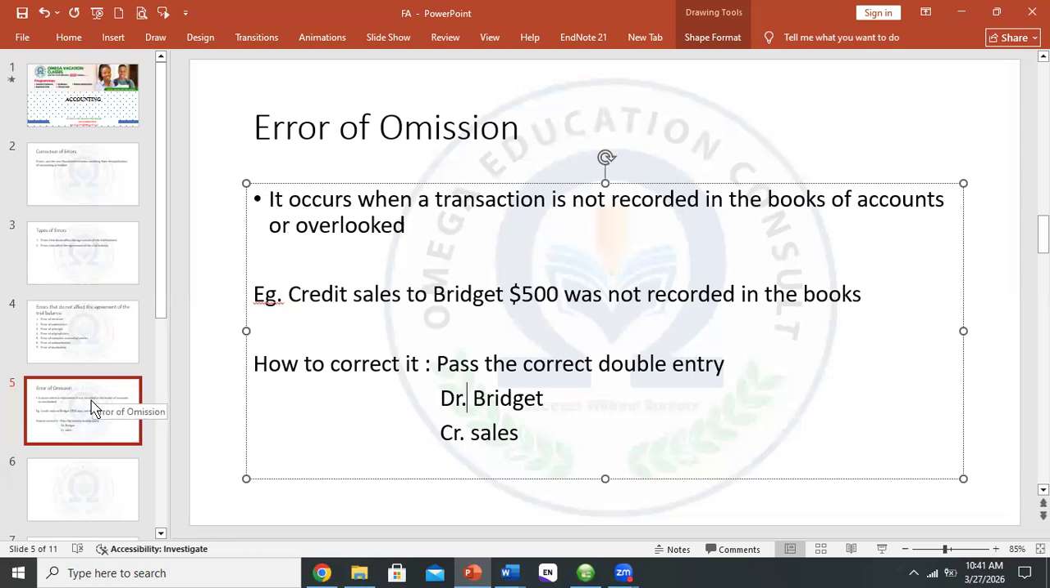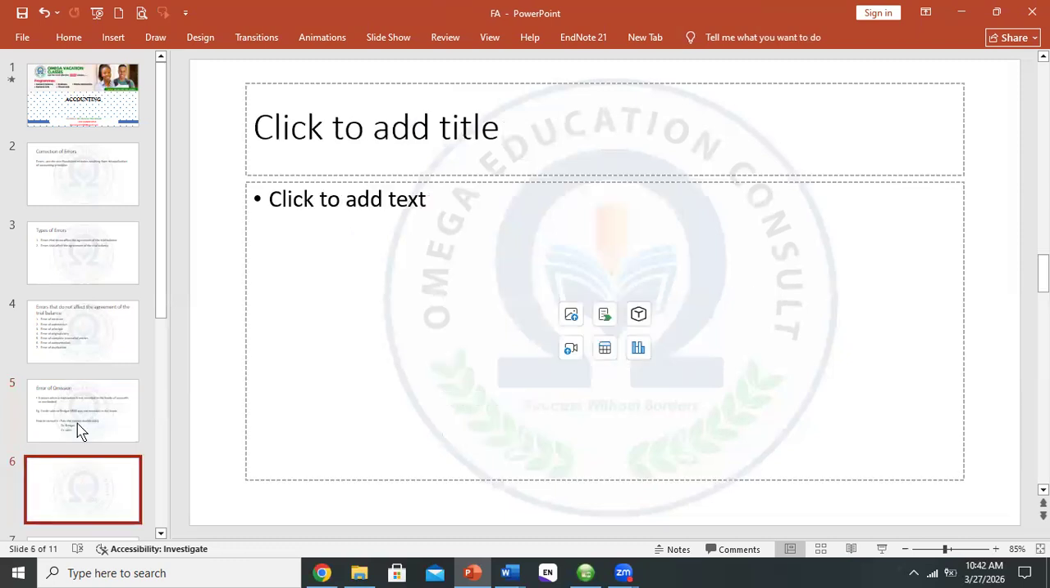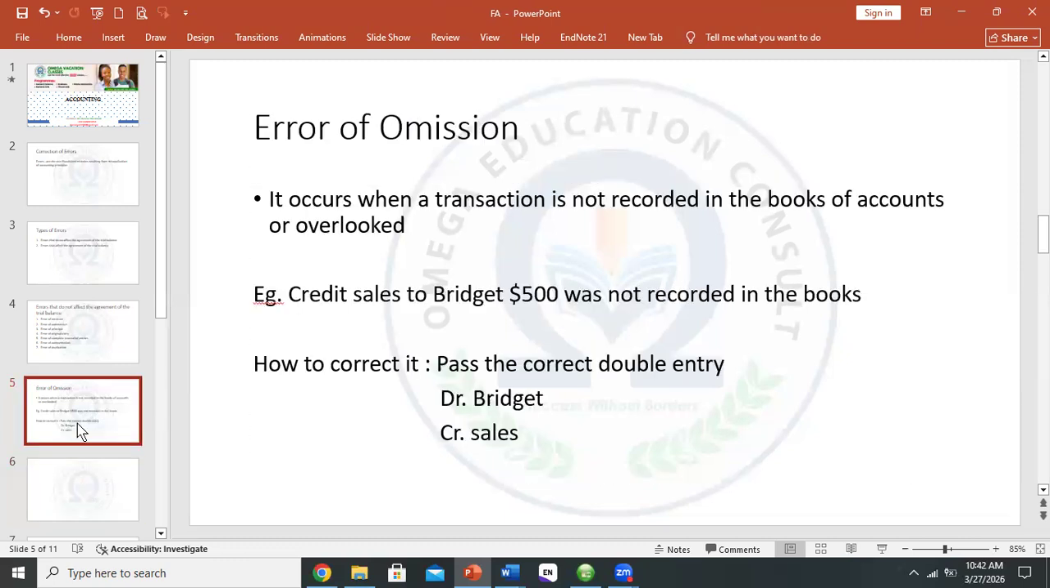It occurs when the transaction is not recorded at all in the books. Please, any question? If there are no questions, Augustine, let's hear you. Sir, please, can you come on how to correct it? Okay, so what is the error? The error was that the accountant didn't record it. So it means he didn't do any debit, he didn't do any credit.